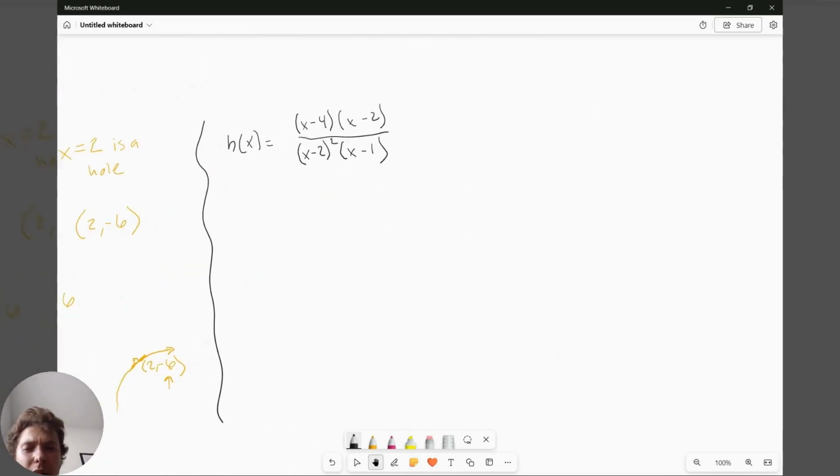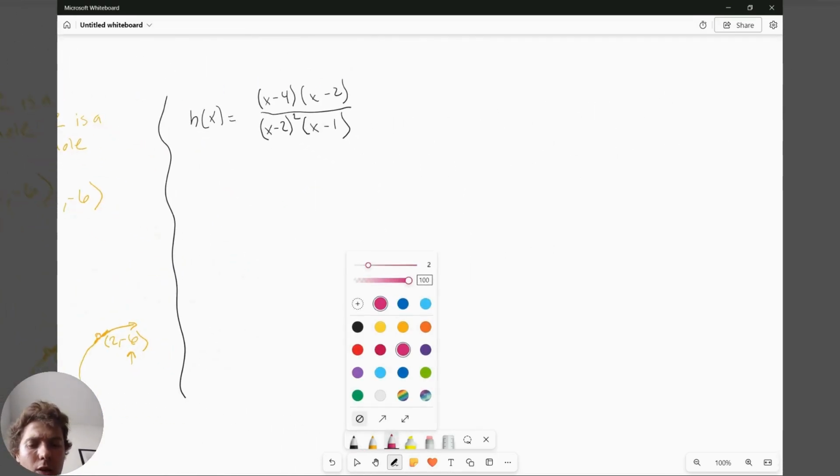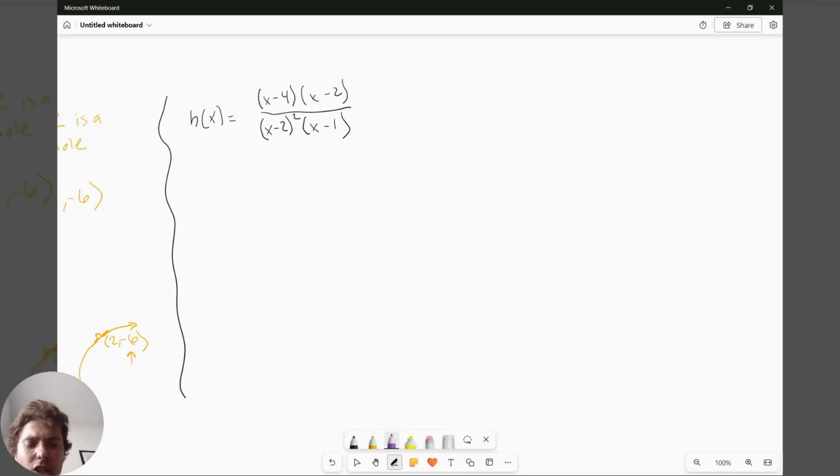Let's look at one more example if you need to see this last one. It's just slightly different. So if I were to simplify our function, right, the x minus 2 goes away, the squared goes away. So I have (x minus 4) over (x minus 2)(x minus 1). So what you'd notice is, okay, there might be a hole at x equals 2. There might be a vertical asymptote at x equals 2.